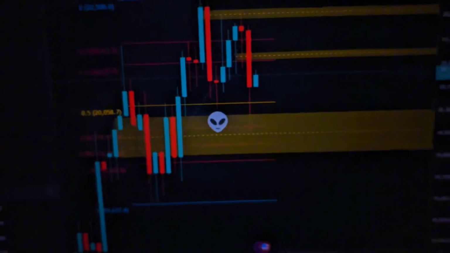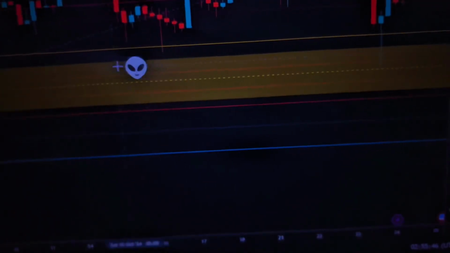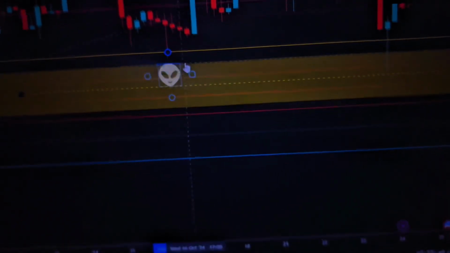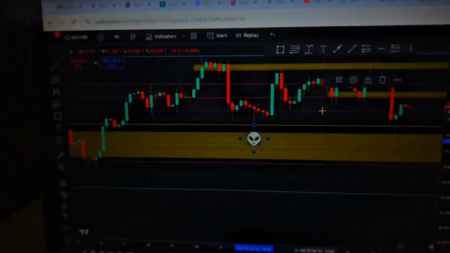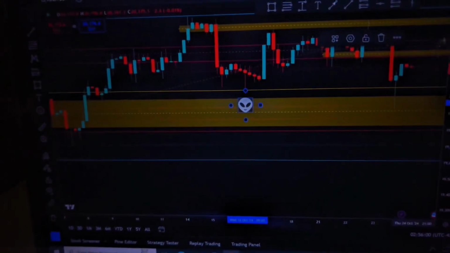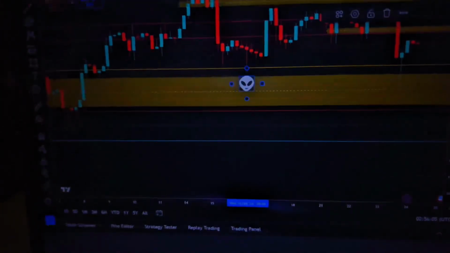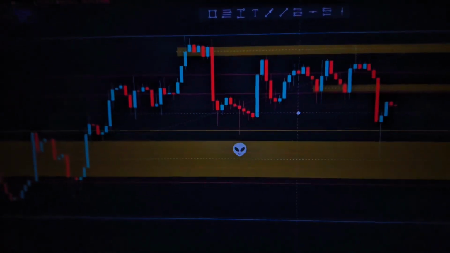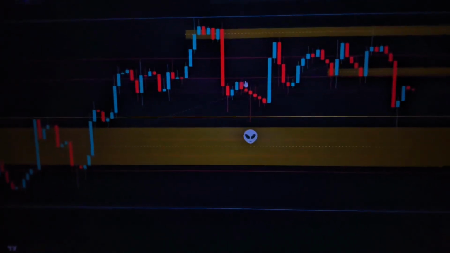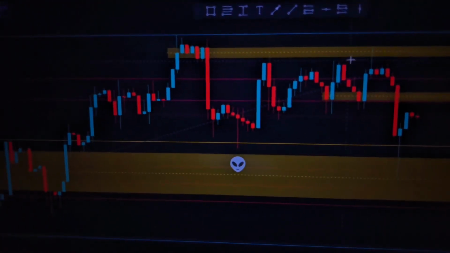Let's jump down into the lower time frames and see how you could have maybe traded this market. This was the swing low that we were looking at for liquidity, where our little alien was. We are now on the 4-hour time frame. Let's zoom in on this. Same thing. I showed you guys this 4-hour order block that the market hit.